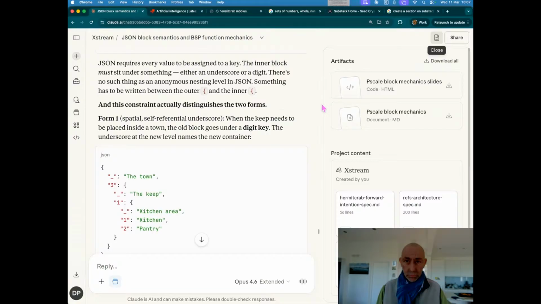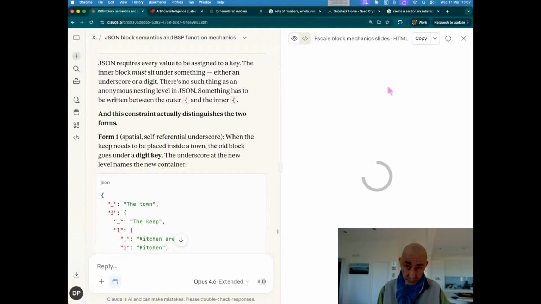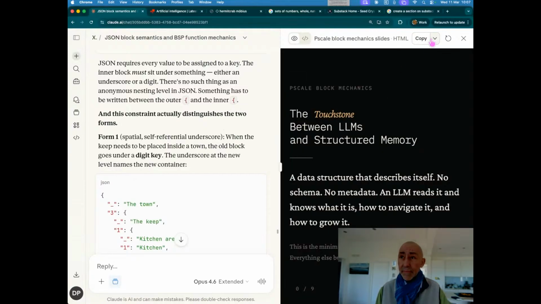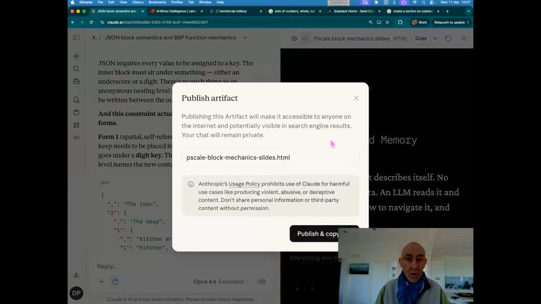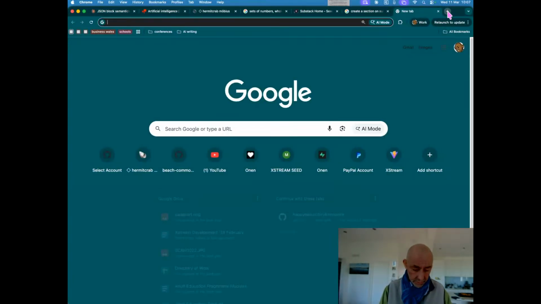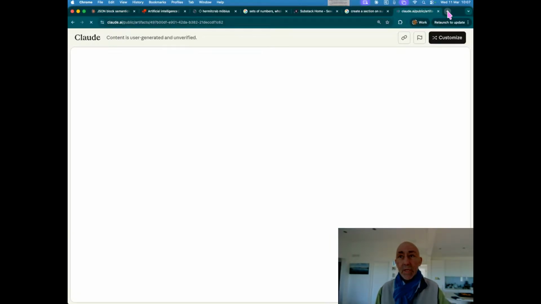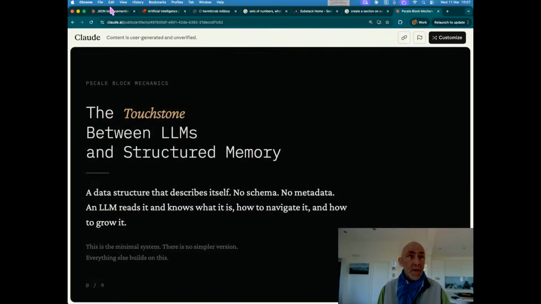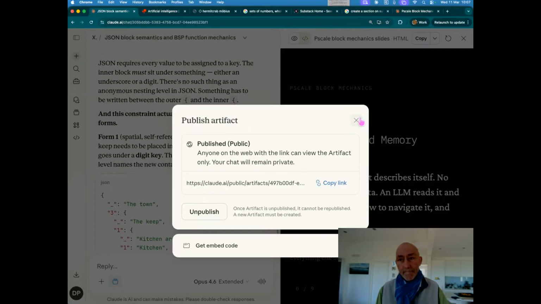So what I've been attempting. I wonder if we can share this. Let's add this, publish artifact, and then we'll look at it online. Shall we do that? Yeah, let's do that. So this is an easier way to see it.